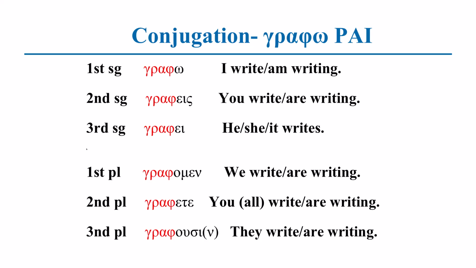Remember, every conjugation must have these details. It must show the tense, the voice, and the person that you are using to conjugate. For example, here you have grapho that you are conjugating in the present active indicative: the present tense, active voice, indicative mood. And then the fourth one is the number.